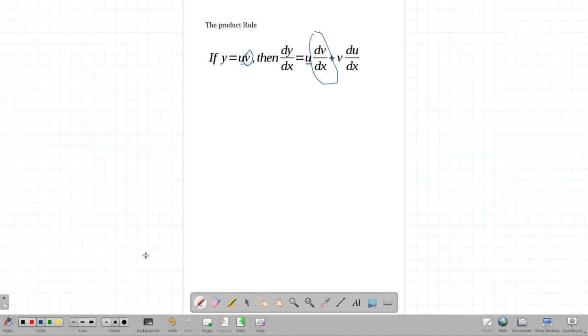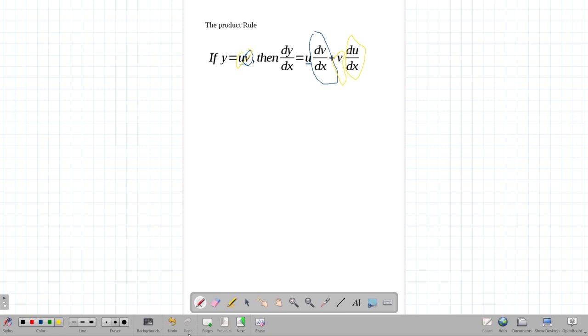Then you're going to add together the opposite. So now you've got v as it comes, nothing done to it, literally as it is out of the packet, times the derivative of u, so the derivative of this. Okay, that's all it means, nothing more than that.